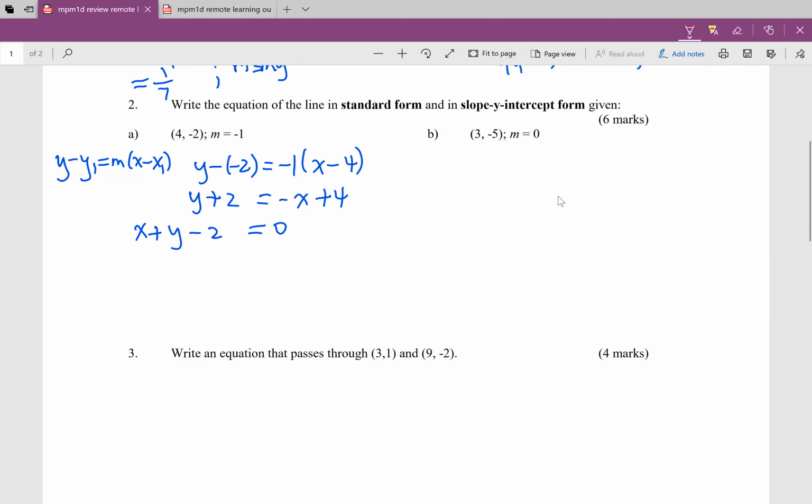If I wanted to put it in slope y-intercept form, we can go from this line, and let's just draw a line so it separates it so we can follow along. Notice that helper formula, that point slope equation, helps us also go into y equals mx+b. So what we can do is subtract 2 from both sides, and what do we get? We get y equals -x plus 2. This is the equation in slope y-intercept form.